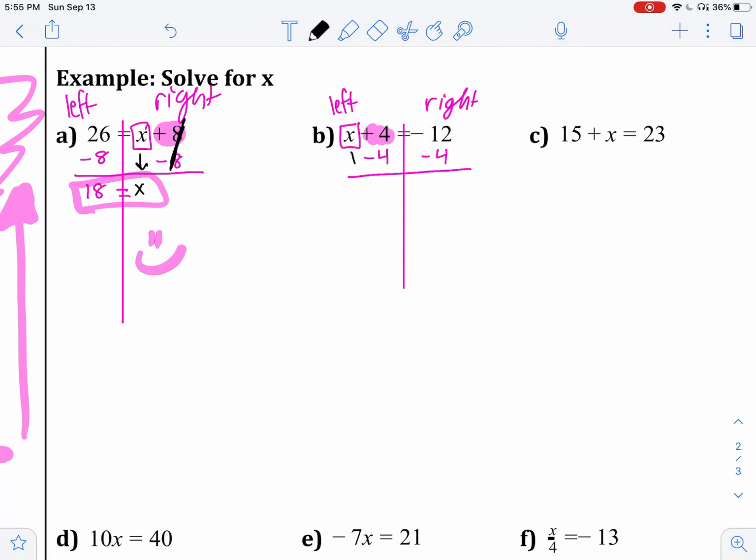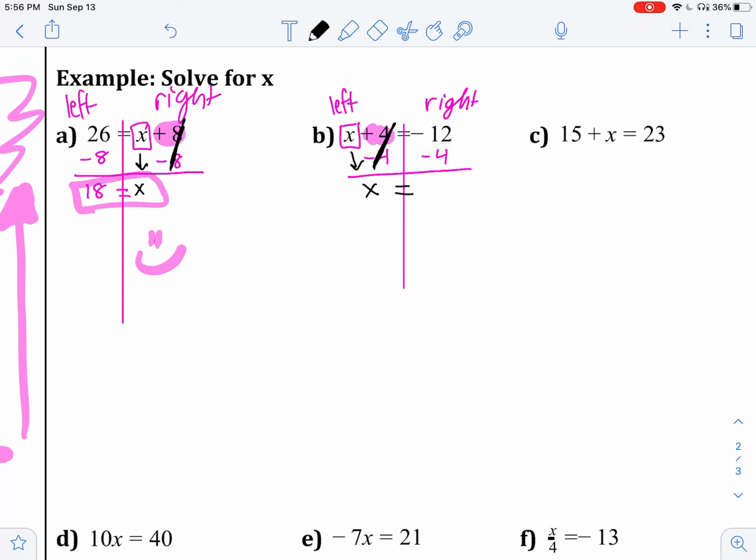I haven't touched my x at all, so that's going to just drop down to the next step. Plus 4 and minus 4 are opposites, so those just cancel each other out. I'm going to bring down my equal sign. Here's the tricky part. I have a negative minus something. Look at the signs. If they are the same, you add the number and keep the sign. So both of these have a little negative sign in front of them: negative 12 and minus 4.